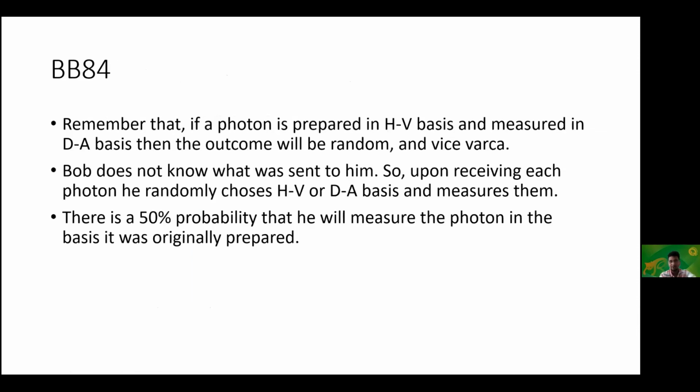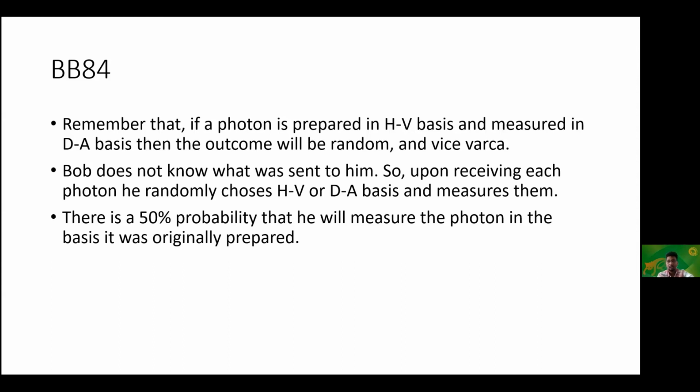Now Bob will perform the measurement, and from quantum mechanics we know that if a photon is prepared in HV, either H or V, he needs to explicitly measure in the HV basis to correctly recover it. However, he doesn't know, because when the photon comes, it doesn't tell you which basis it was originally created in. So every time he receives a photon, he arbitrarily chooses between the HV or DA basis in these two setups, and he performs the measurement.